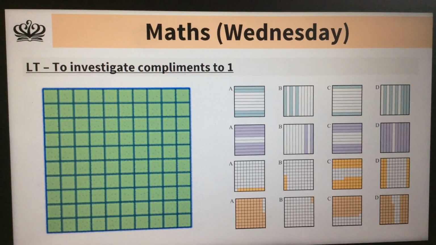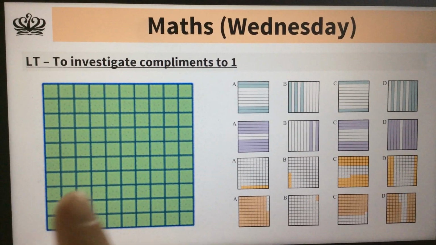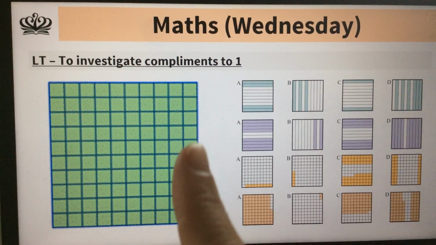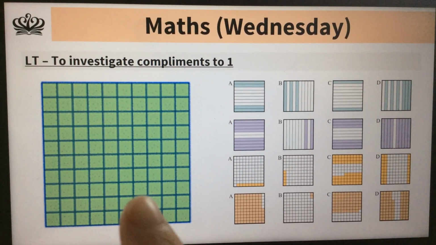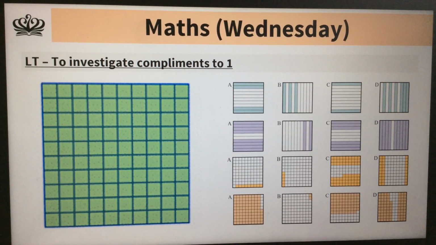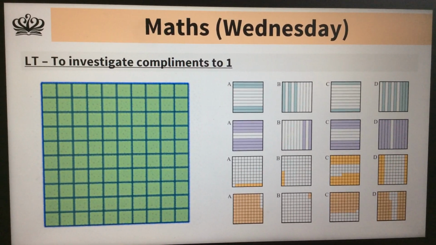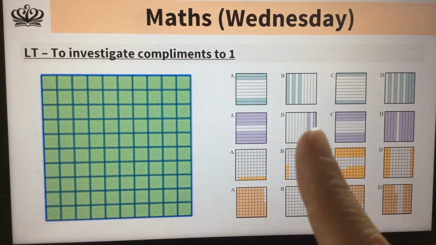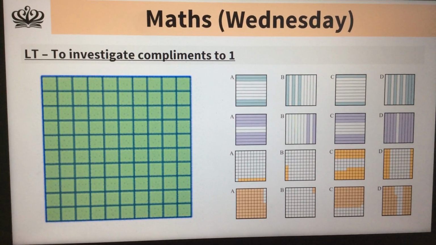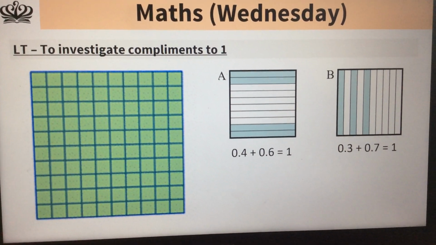Let's have a look back. Let's link our learning to what we've done before. If we're looking at this 100 square and seeing this as one whole, we could chop this up in different ways and add the bits back together to make one whole as our total. And we've got here different ways of doing that.